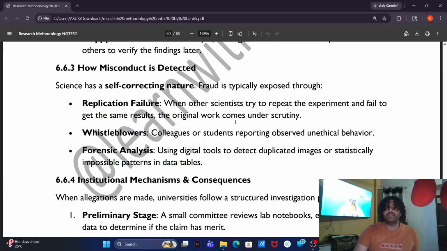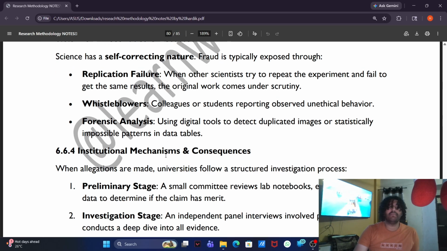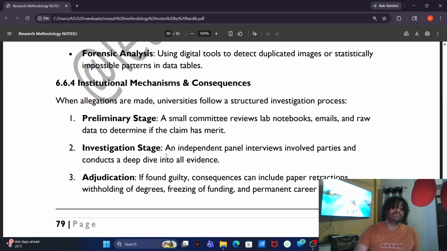Replication failure: when other scientists try to repeat the experiment and fail to get the same result, the original work comes under scrutiny. Whistleblowers: colleagues or students reporting observed unethical behavior. Forensic analysis: using digital tools to detect duplicated images or statistically impossible patterns in data tables.